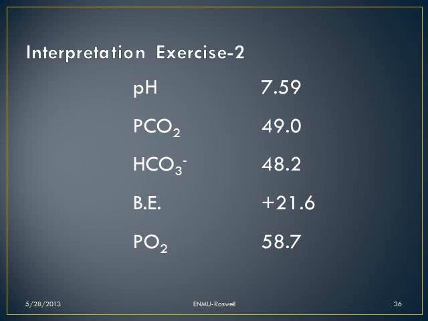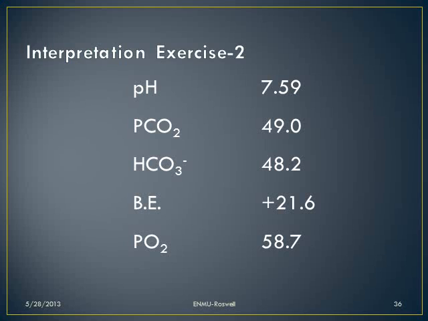We got a pH of 7.59. Alkalosis. All right. CO2 of 49. Does that explain alkalosis? 49 CO2 explains alkalosis? Not entirely. No, that's going to be compensated. Okay, so we're seeing some compensation already. Does the bicarb of 48.2 explain alkalosis? Yes. That's a lot of bicarb. A lot of bicarb equals alkalosis. So we know we have a metabolic alkalosis.